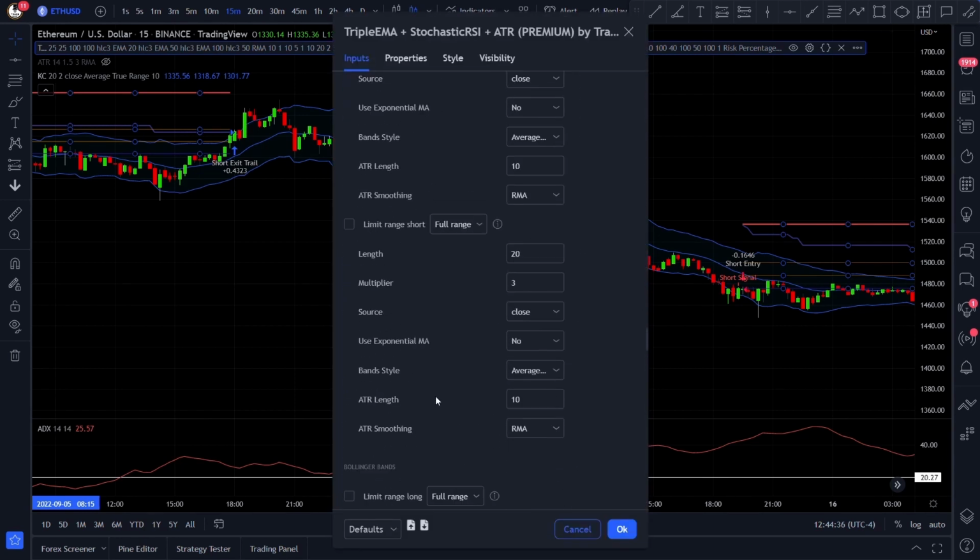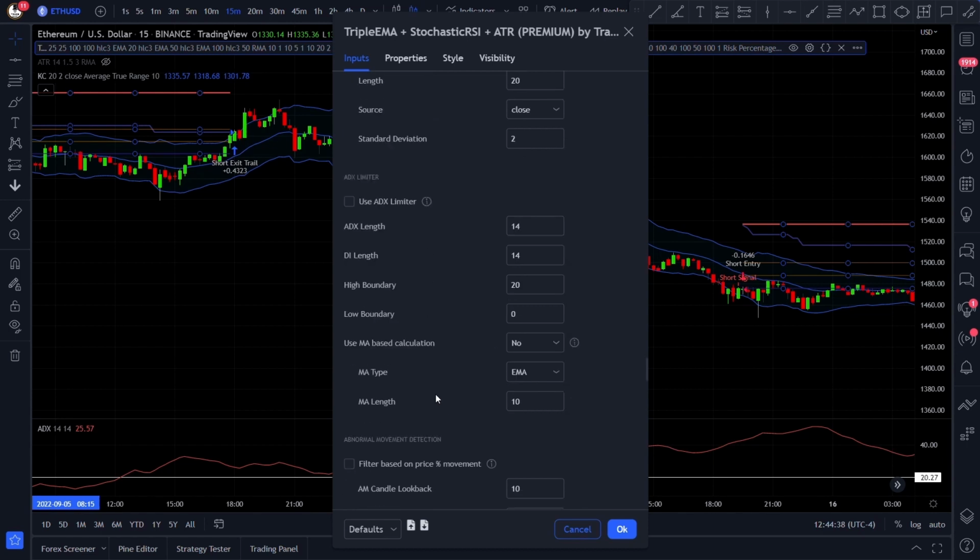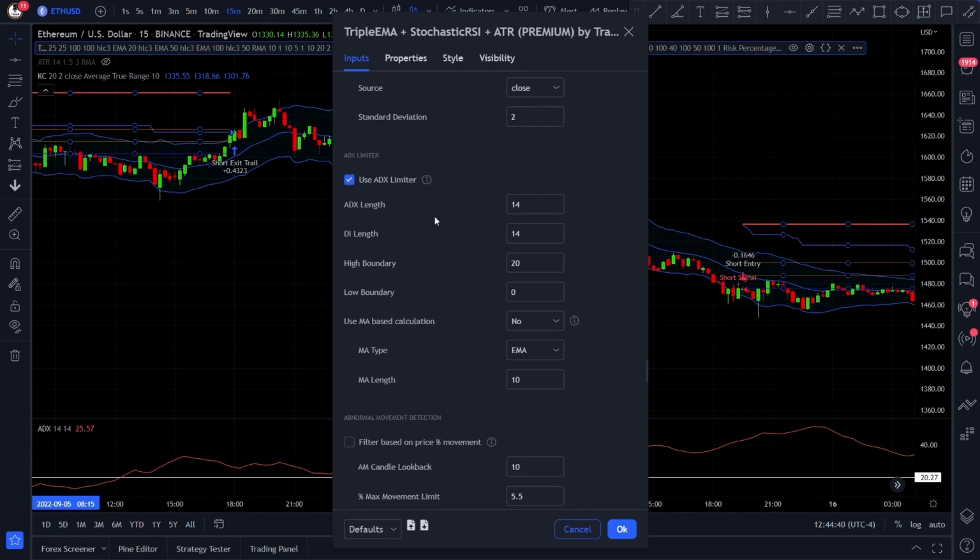To use this ADX filter, just like with other filters, first tick the box next to it. Then you can find the ADX indicator settings right here, and you can set the low and high boundaries here. The low value boundary will set the lowest value the ADX needs to have in order to enter into a position. The high value boundary sets the maximum value the ADX can have.